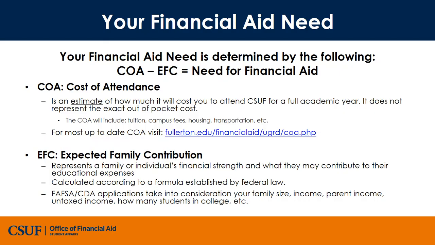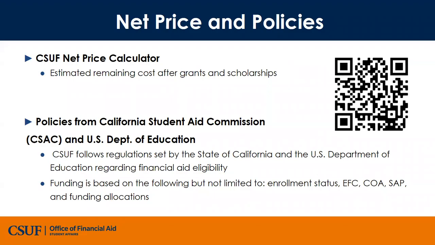A student's expected family contribution, the EFC, represents a family or individual's financial strength and what they may contribute to their educational expenses. It is calculated according to a formula established by law. The FAFSA and California DREAM Act applications take into consideration your family's size and income, among other things. For students hoping to get a better understanding of their net cost of attendance, you may visit the net price calculator on our website by scanning the QR code on your screen.